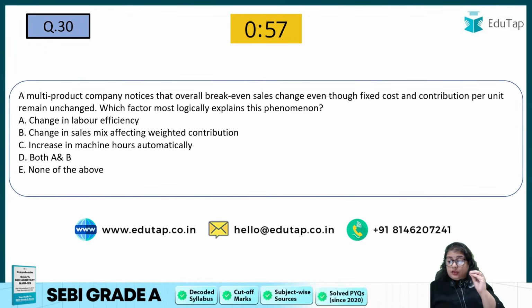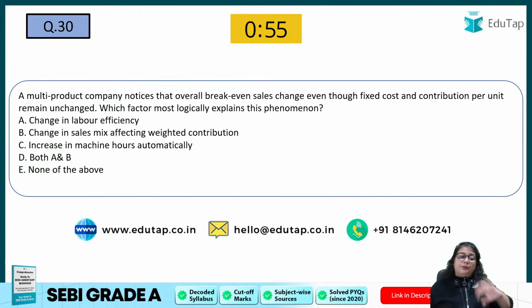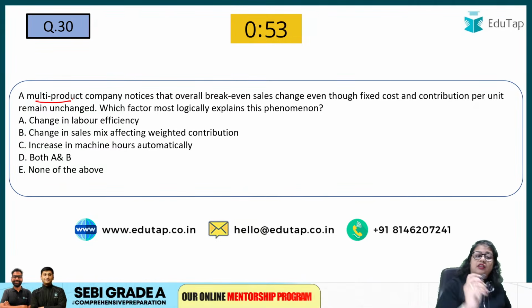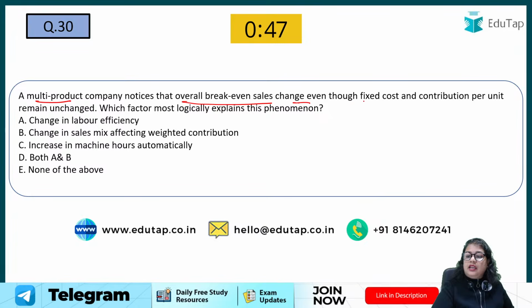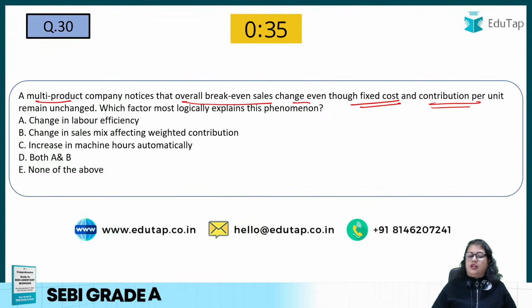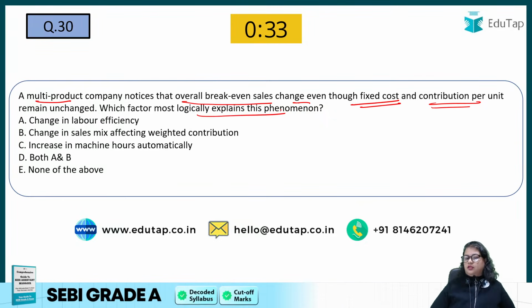Now try to pay attention here. There is a multi-product company. That means this company is making many products. Notice that the overall break-even sales change even though the fixed cost and the contribution per unit remain unchanged. Okay, so the break-even sales change, but the fixed cost and the contribution remain unchanged. So which factor most logically explains this phenomenon?